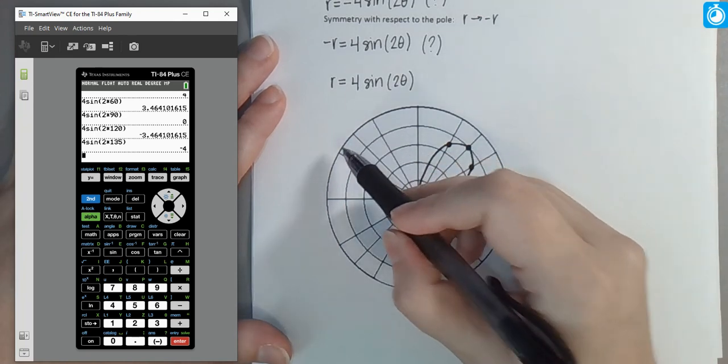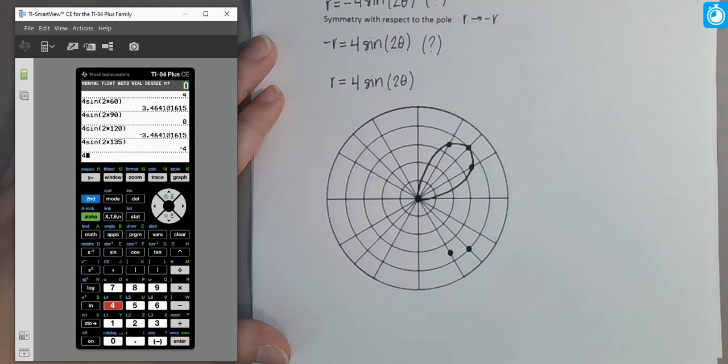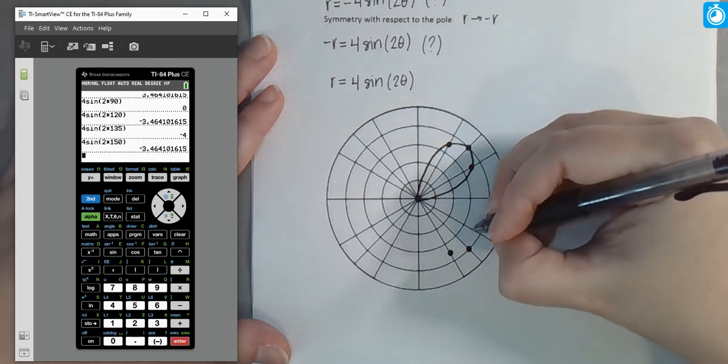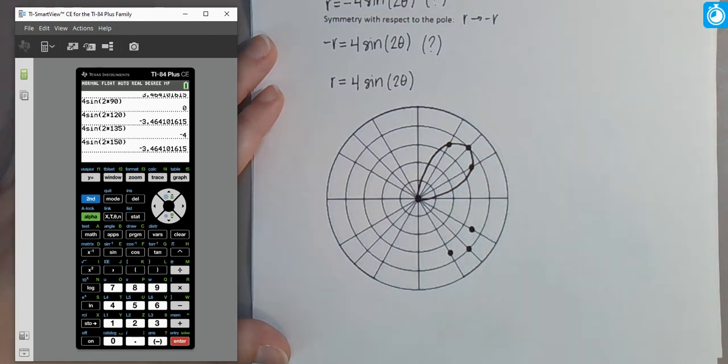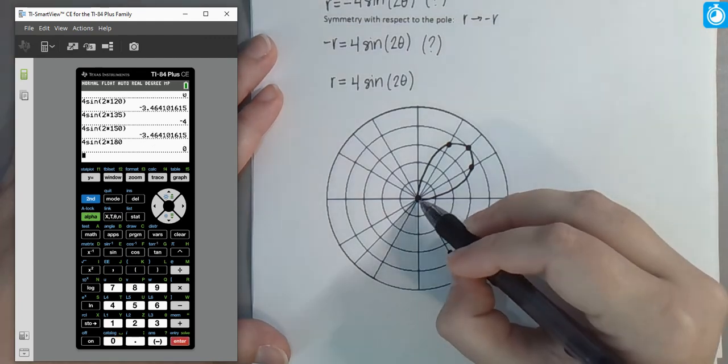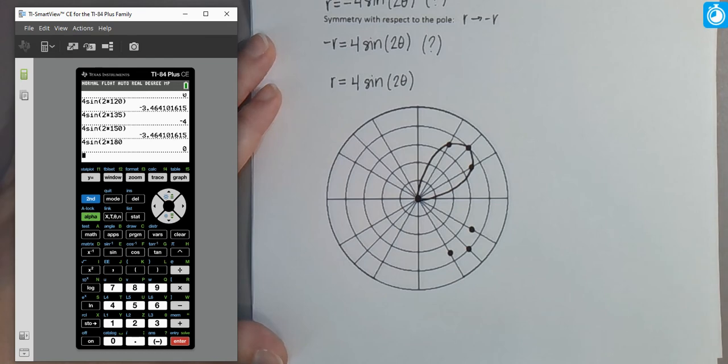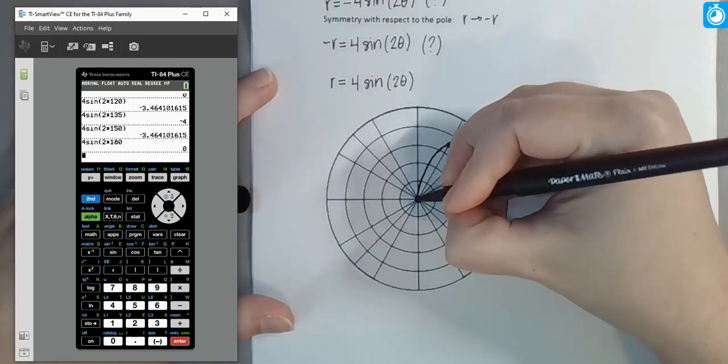And then when we come to 150, 4 times the sine of 2 times 150 degrees. Again, matching point, matching value. So right there. And you can probably guess what's going to happen when we get to 180. So 4 times the sine of 2 times 180 degrees is going to take us to 0, back to the pole. So we continue rotating around.